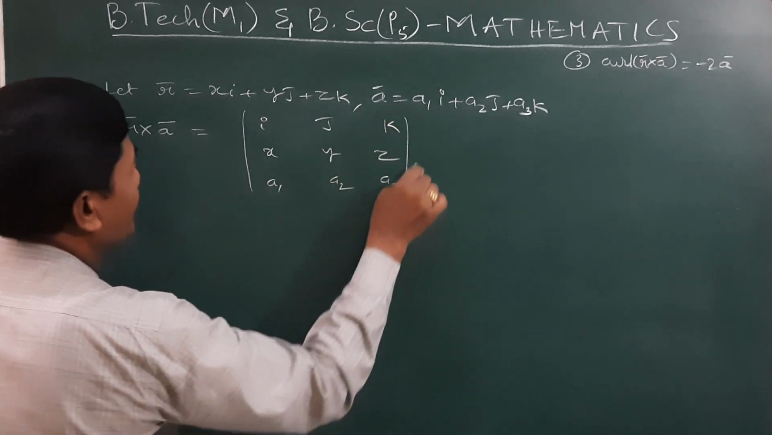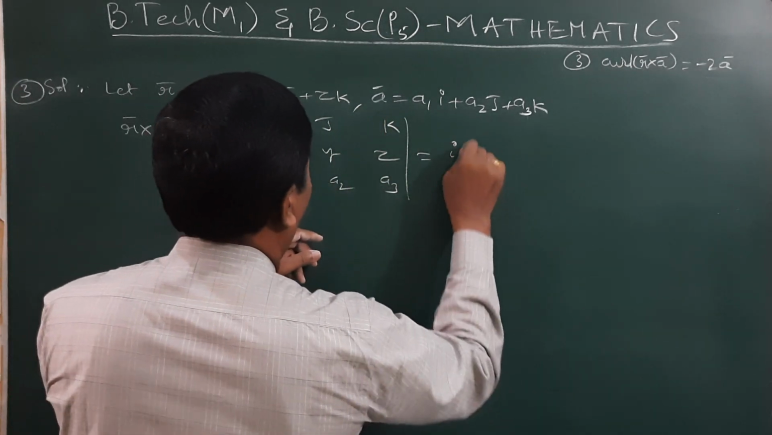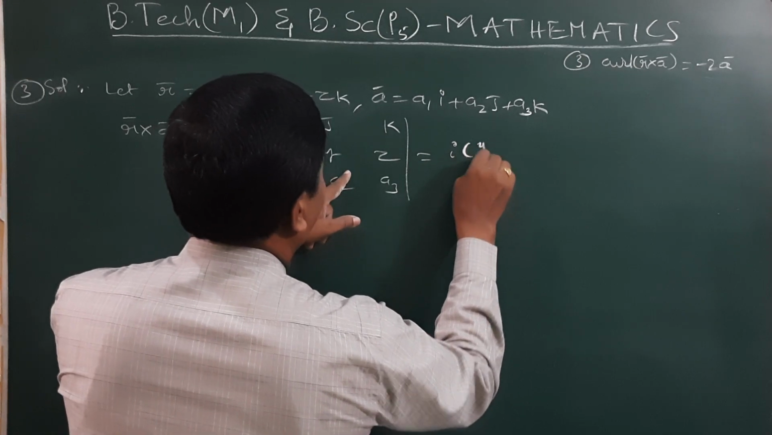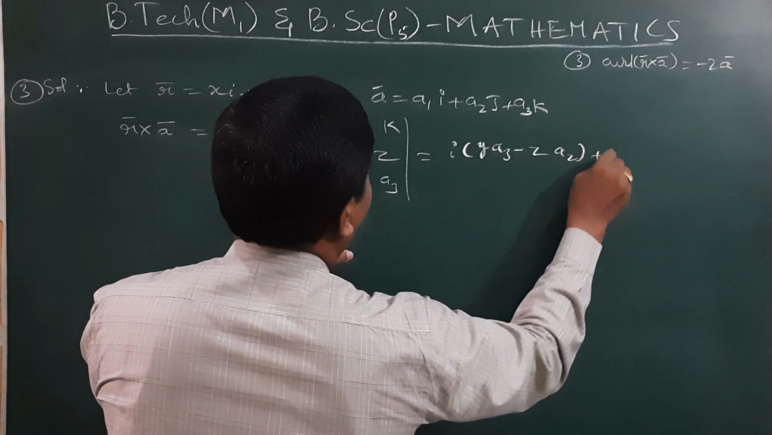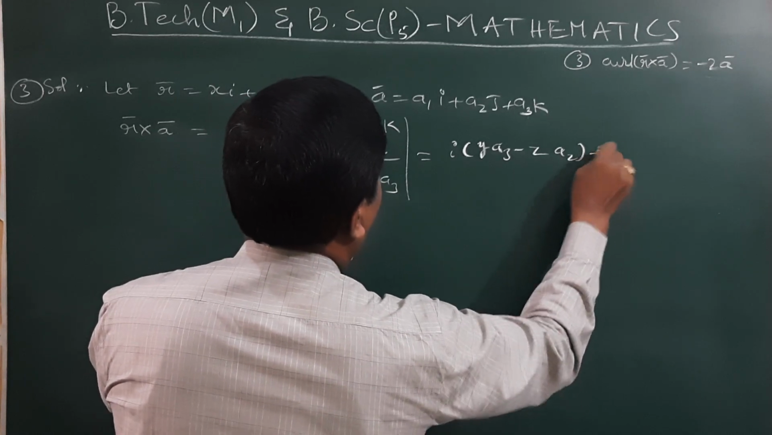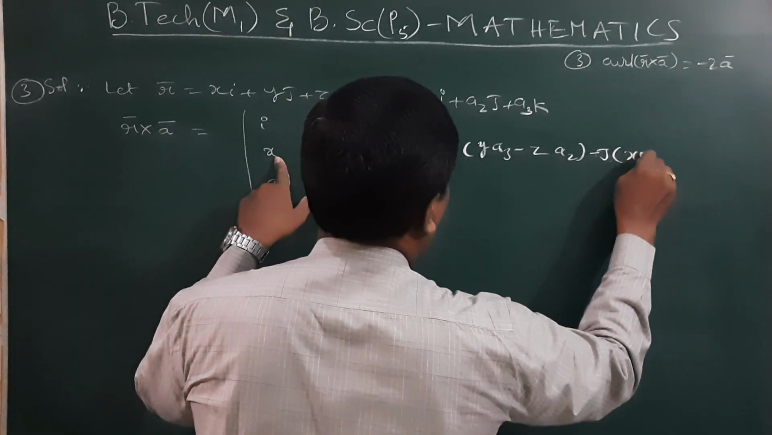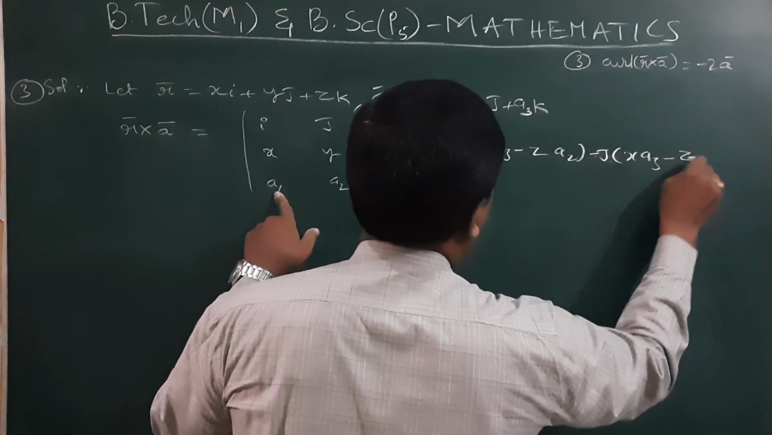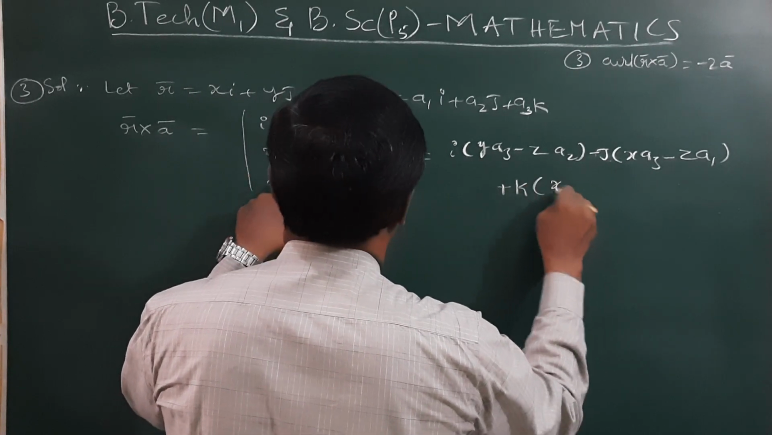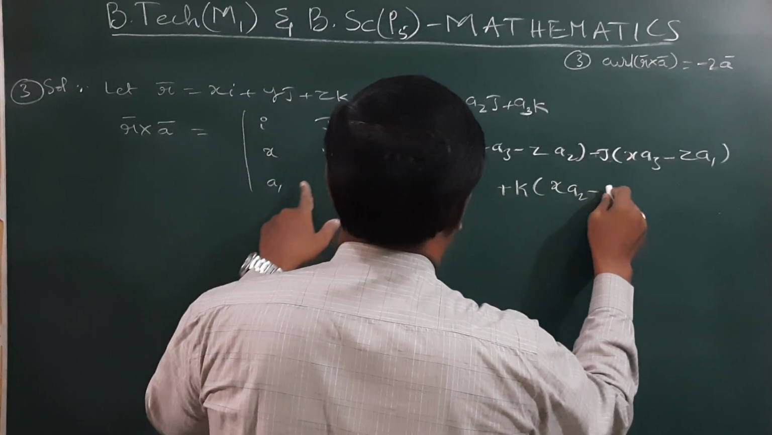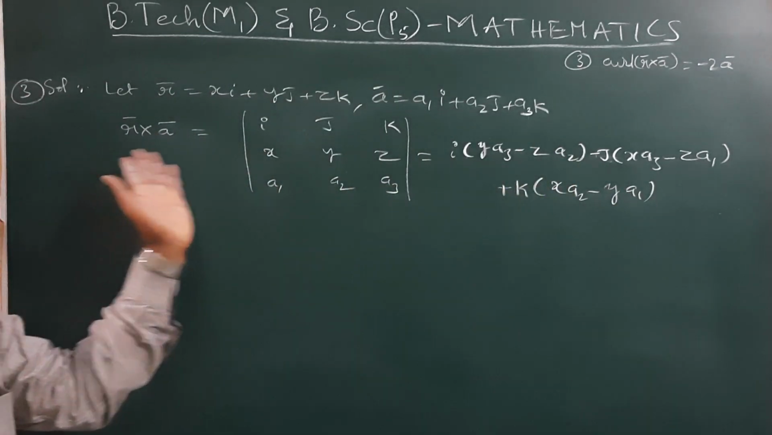So the determinant of that, expand this one first of all. I times (y a3 minus z a2), minus j times (x a3 minus z a1), plus k times (x a2 minus y a1). This is r bar cross a bar only.